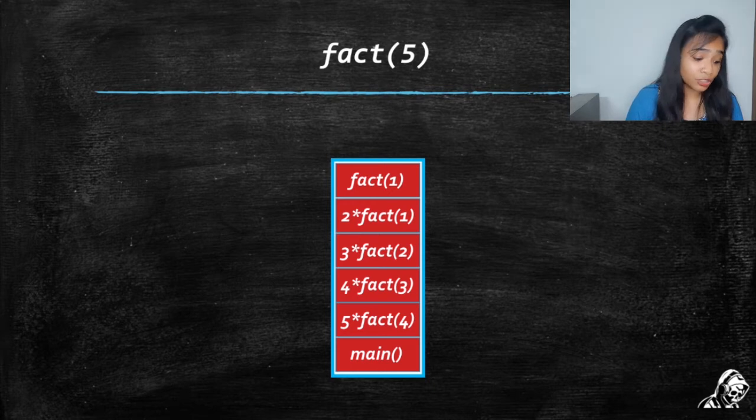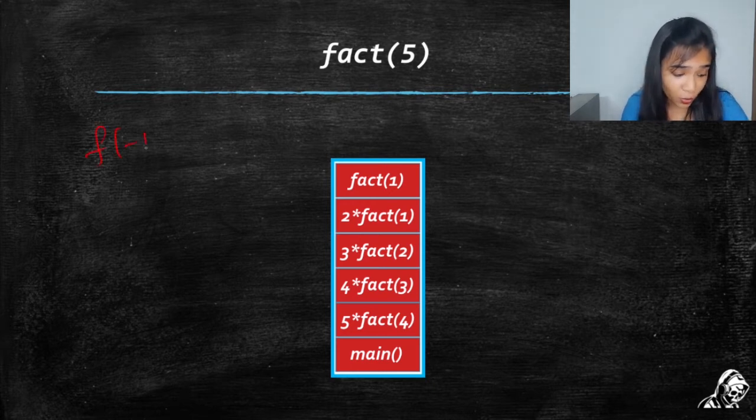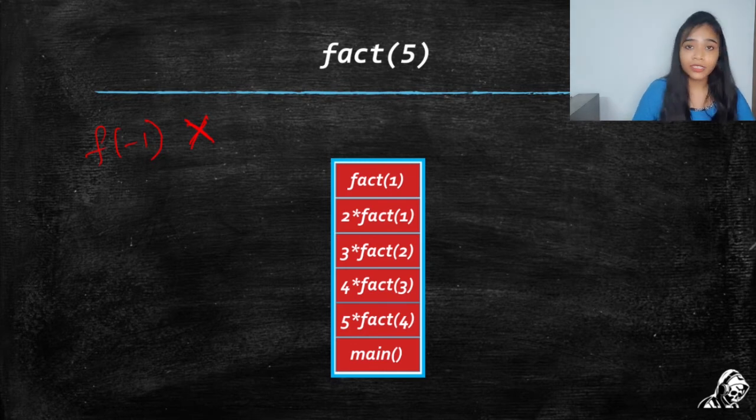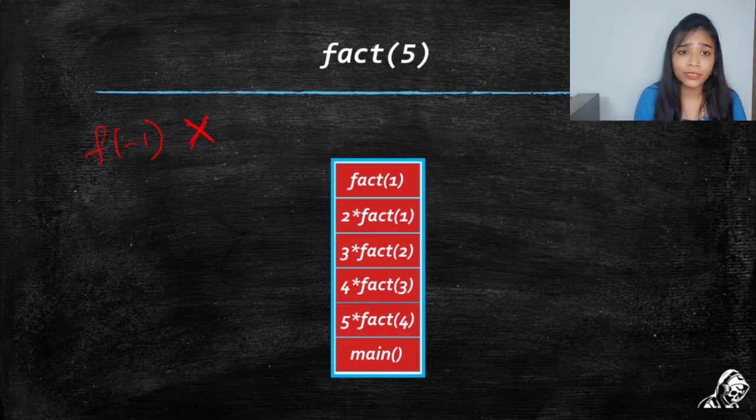So if I call a function for, let's say, factorial of minus 1, this should be wrong. But who's going to tell the computer that? The computer does not know what you're calculating. It's just doing the exact work that you're telling it to do. So who's going to tell the computer that, okay, you need to stop here? This is where the base condition comes into play.